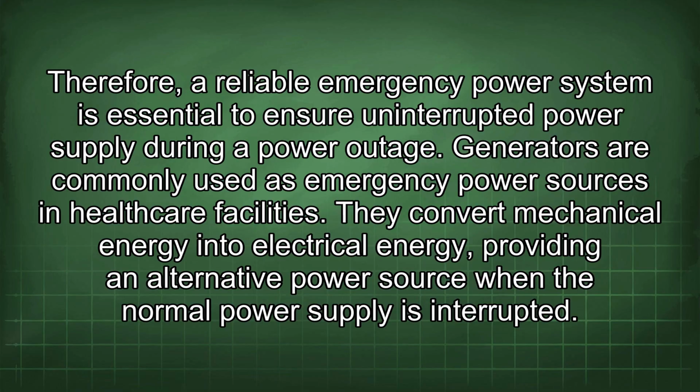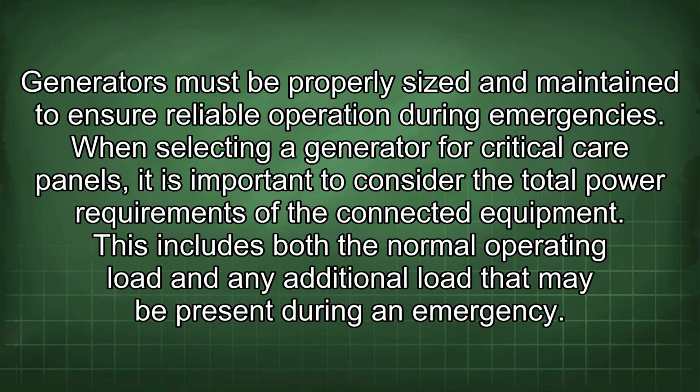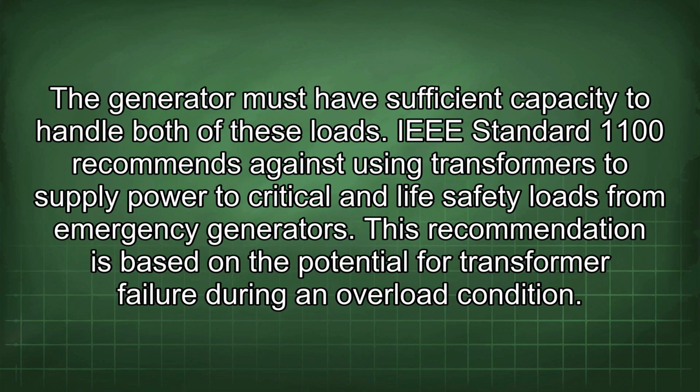Generators are commonly used as emergency power sources in healthcare facilities. They convert mechanical energy into electrical energy, providing an alternative power source when the normal power supply is interrupted. Generators must be properly sized and maintained to ensure reliable operation during emergencies. When selecting a generator for critical care panels, it is important to consider the total power requirements of the connected equipment. This includes both the normal operating load and any additional load that may be present during an emergency.